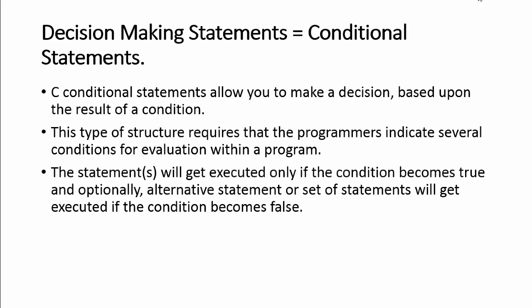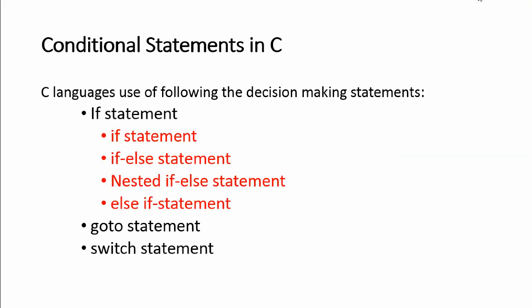So that's why they are saying the statements will get executed only if the condition becomes true, and optionally, alternative statements or set of statements will get executed if the condition becomes false. Under the conditional statements, the C language uses the following decision-making statements. Mainly there are if statement, goto statement and switch. Mainly there are three.